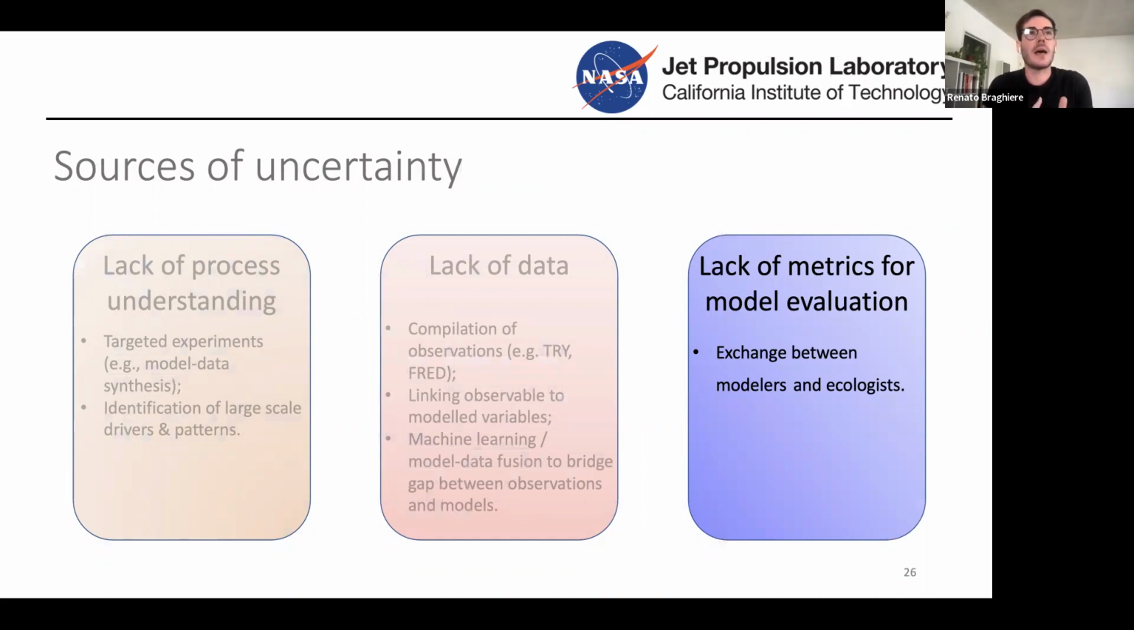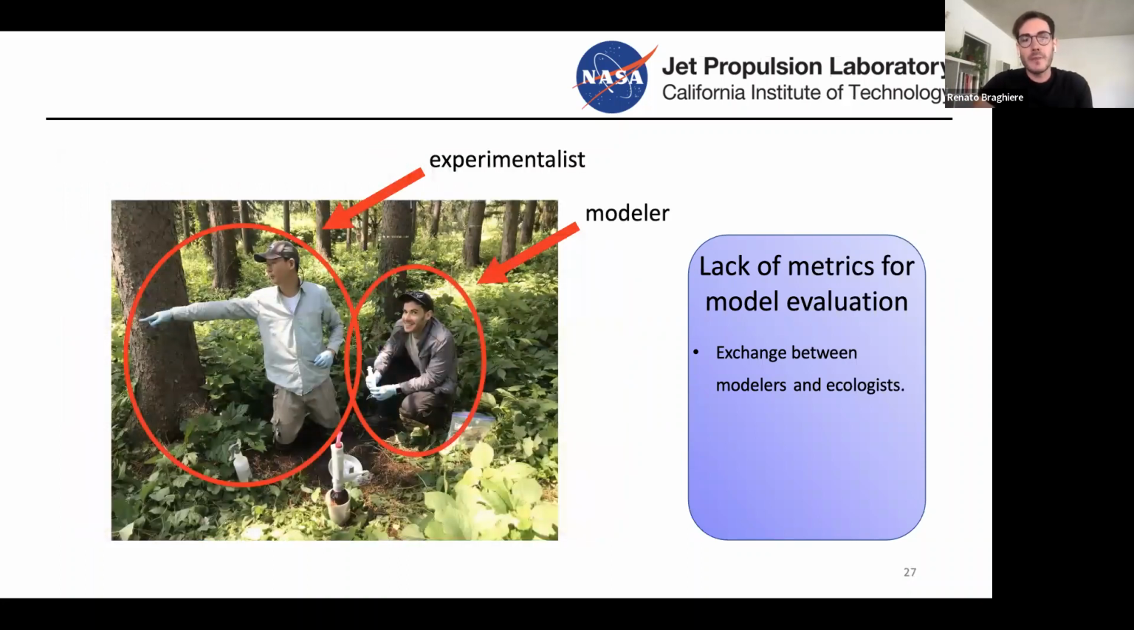I think this is something that goes on in science, where science is hard and we are so focused in our own projects. So if you're an experimentalist, you're already doing a lot of work in the lab, in the field, trying to understand your data. And if you're a modeler, you're already coding up and trying to understand your model. But there's a missing link between these two groups usually. And so this is an experimentalist and a modeler in the field.